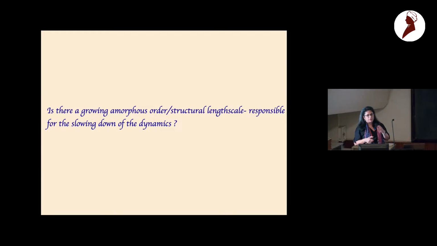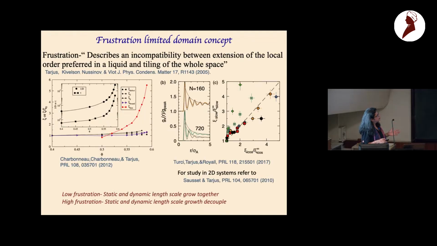That's the question we are asking: along with the slowing down of this length scale, is there an amorphous order or structural length scale? There are many theories and ideas about the growth of the structural length scale with the dynamical length scale. There is the frustration-limited domain concept by Gilles, and to quote him, frustration describes an incompatibility between the extension of the local order preferred in a liquid and the tiling of space.